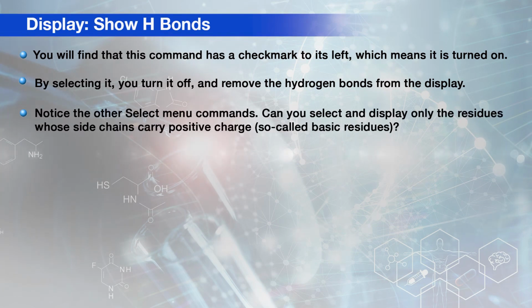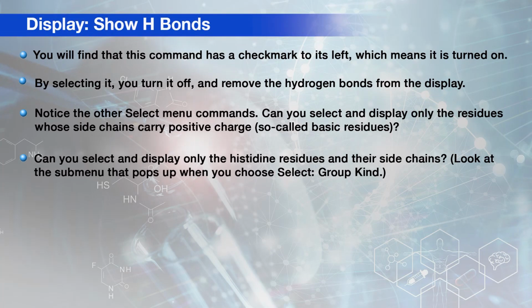Notice the other select menu commands. Can you select and display only the residues whose side chains carry positive charge, so called basic residues? Can you select and display only the histidine residues and their side chains? Look at the sub menu that pops up when you choose select group kind. How many histidines are present in lysozyme?